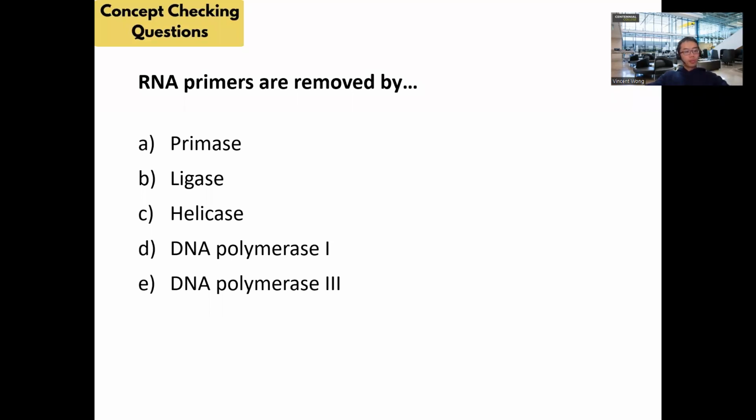Okay, anyone else before I close the poll? The correct answer is polymerase 1. So remember, as polymerase 3 approaches the primer, it will fall off, and polymerase 1 will continue on and replace the primers with the correct nucleotides.